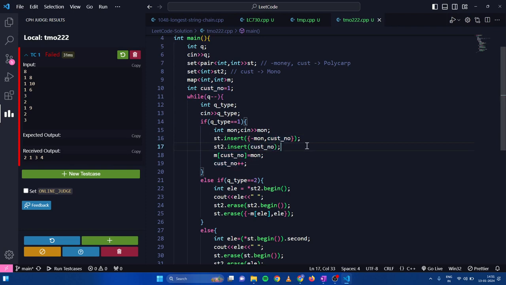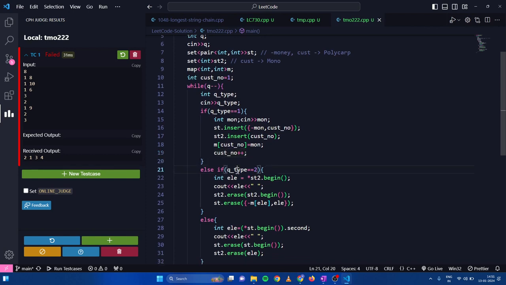Now I am inserting it into st2 also. That is, this customer number came, now he would be placed in the correct order. Now I am also storing how much money this customer spends. And after that, I am increasing the customer number, because the next customer would be the next number. Suppose the current customer is customer number 2, then obviously the next customer would be customer number 3.